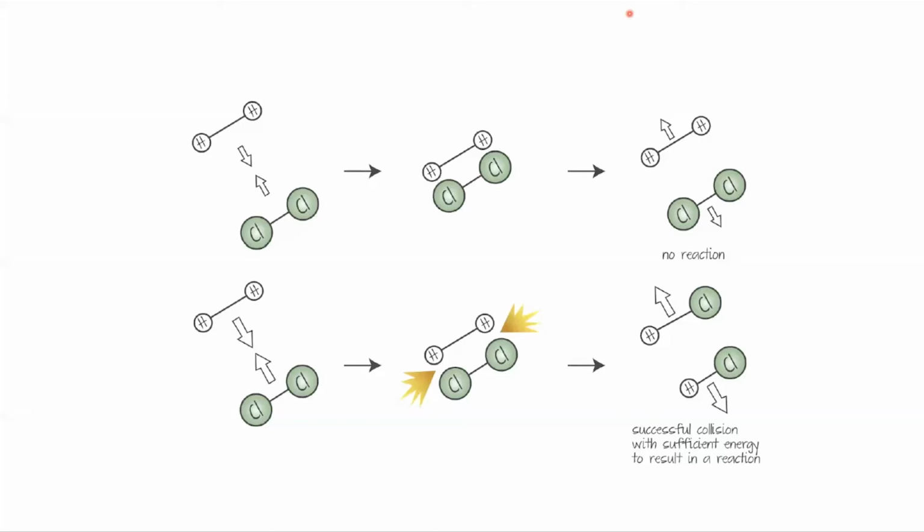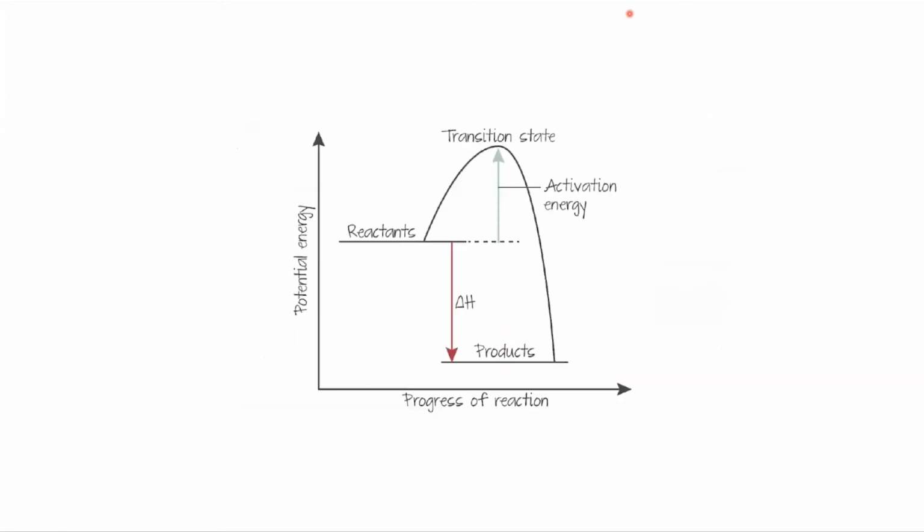Now, here is how energy changes. From the discussion earlier on, there are three main things. Number one, the particles must collide. And second, they must have enough energy for the reaction to happen, and they must collide with the correct orientation, the correct angle.